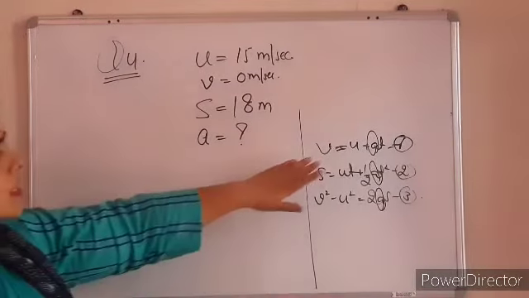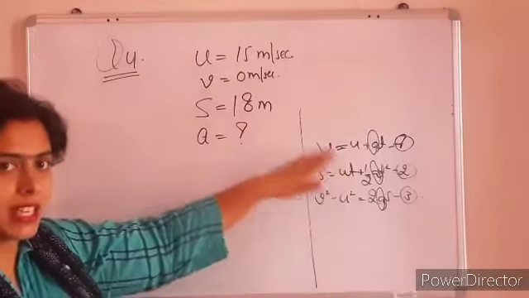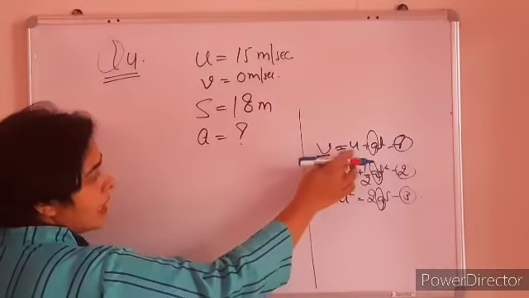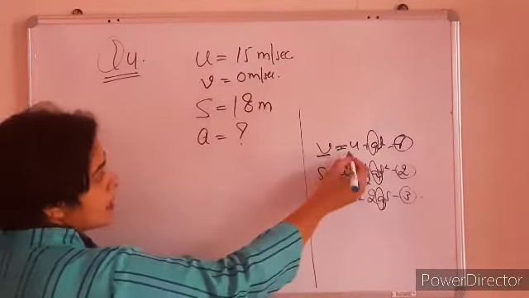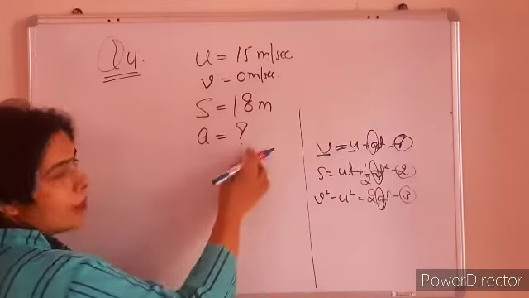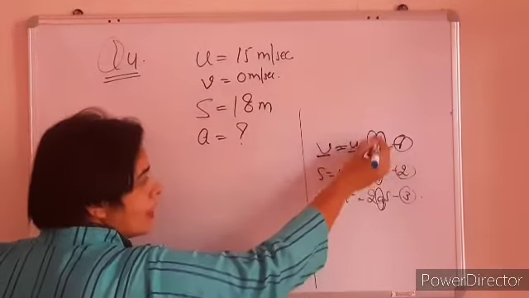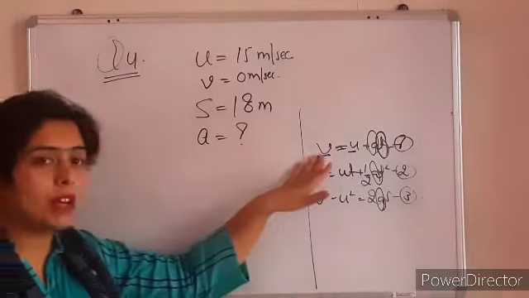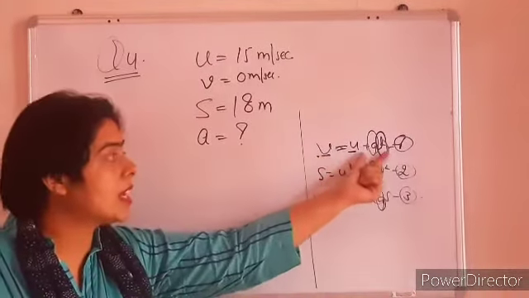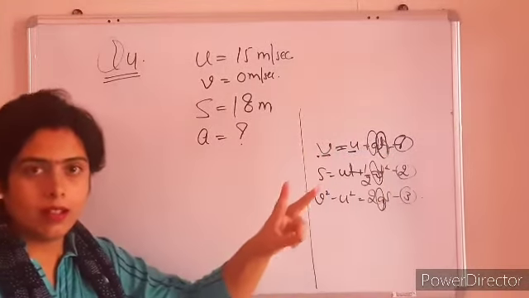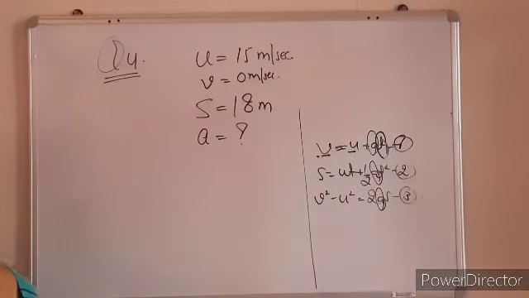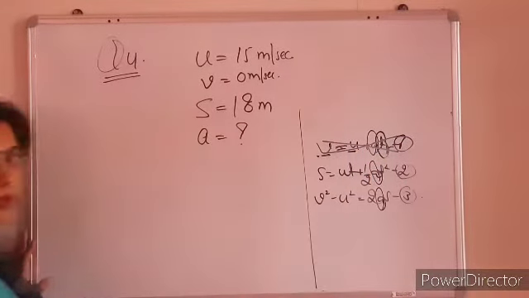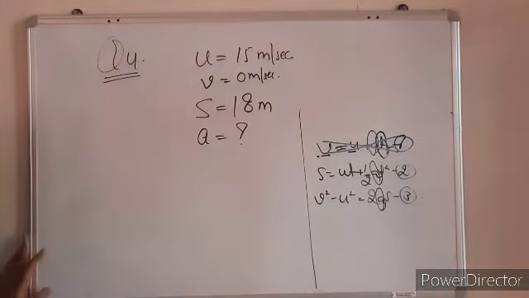Now in the first equation you have final velocity. Is it given? Yes, it is given. Initial velocity? Yes, it is given. Time? No. Time is not given. So understood why I said that this formula will not be applied? Because we get two unknowns here. And if there are two unknowns, we are not able to solve the equation. We are not able to get the result.